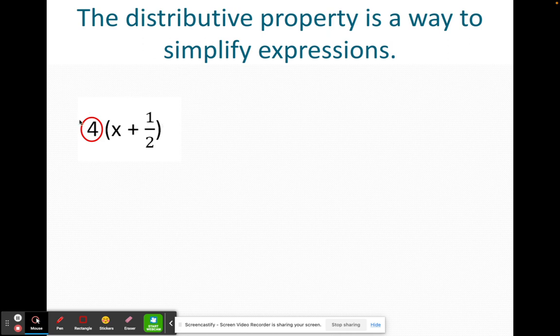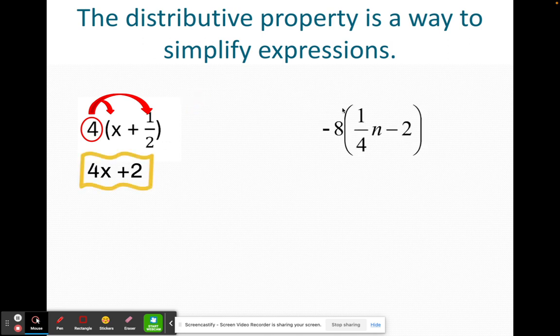But let's practice this. I have 4 groups of x plus 1 half. So 4 times x is 4x. 4 times 1 half, or half of 4, is 2, plus 2. Let's try another one. I have negative 8 times 1/4 n. Well, negative 8 times 1/4 is going to give me a negative 2n.